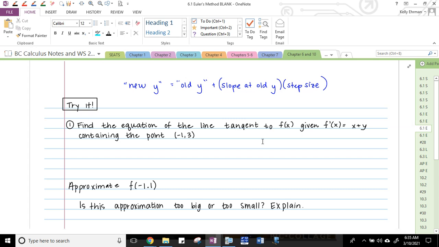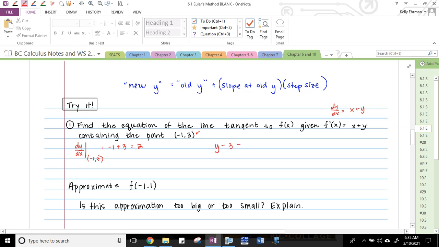So find the equation of the line tangent to f of x, given that f prime of x equals x plus y. So that's dy dx, right? f prime of x, just like we had yesterday. dy dx is x plus y. And the equation of the line tangent has to contain the point (-1, 3). Okay, so to write a tangent line, we need a point, which we have, and we need the slope at that point. So dy dx evaluated at (-1, 3) is -1 plus 3, so that's 2. So that would be y minus 3 equals 2 times x plus 1.